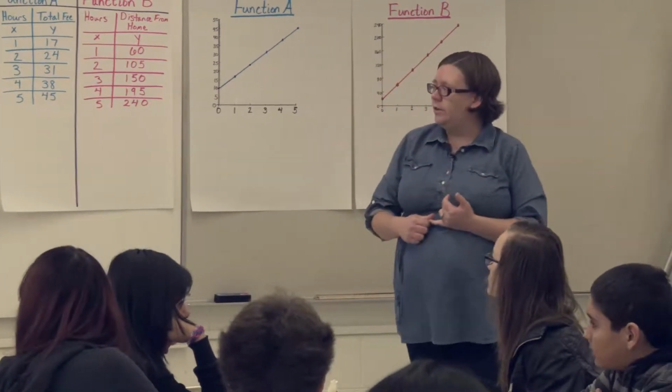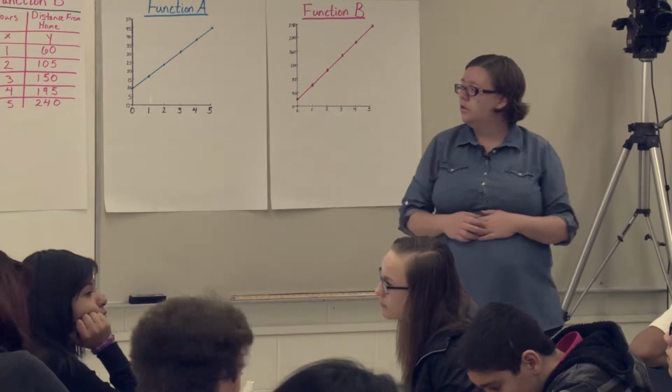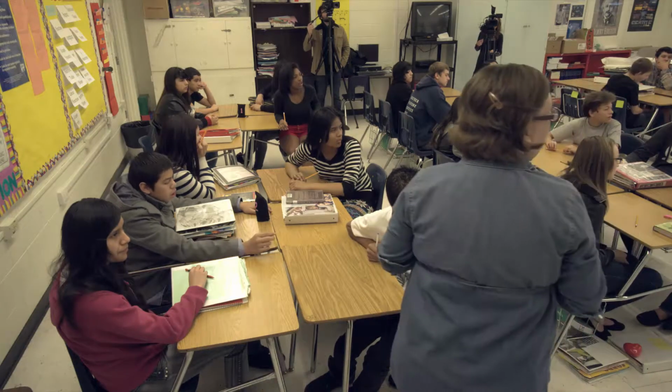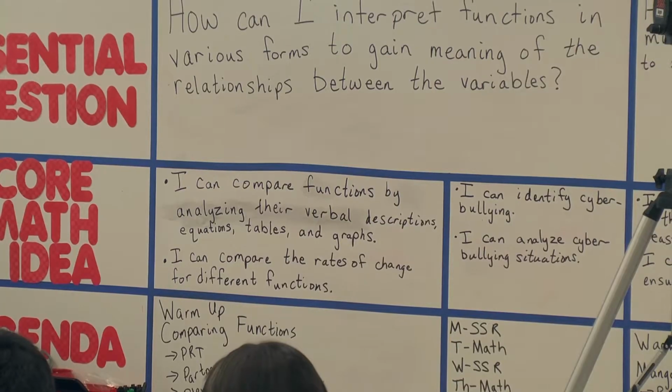Do I have a volunteer to read the first core math idea? Venetia: I can compare functions by analyzing their verbal descriptions, equations, scales, and graphs. Thank you. And the second core math idea. Caesar, go for it again: I can compare the rates of change for different functions.